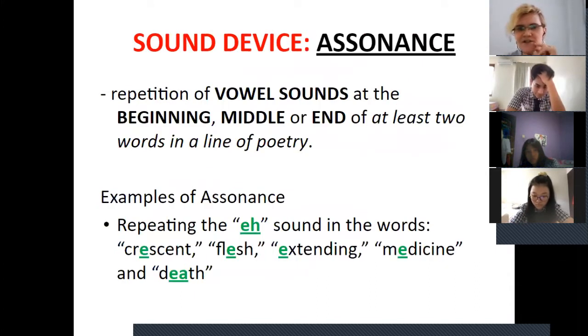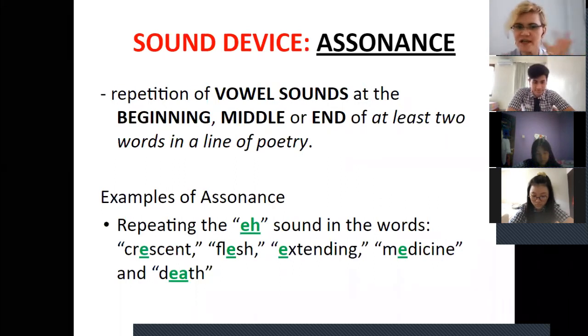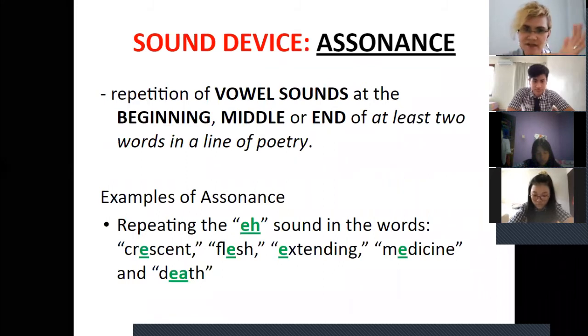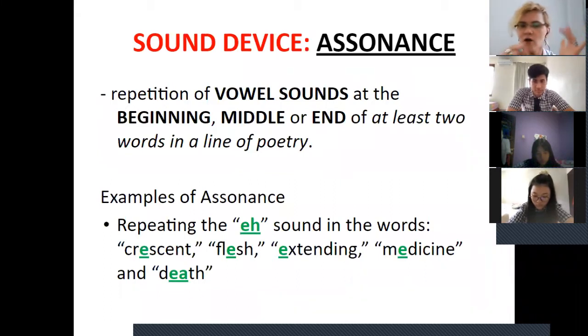Another sound device used is assonance. You know this already, you got this already in grade 10 and 11. Assonance is the repetition of vowel sounds. It can be at the beginning, the middle, or the end of the word, in at least two words in a line of poetry. So for example, the repeating short e sound in crescent, flash, extending, medicine, and death. It could be the beginning, the middle, or the end, but it's the repetition of the same vowel sound.